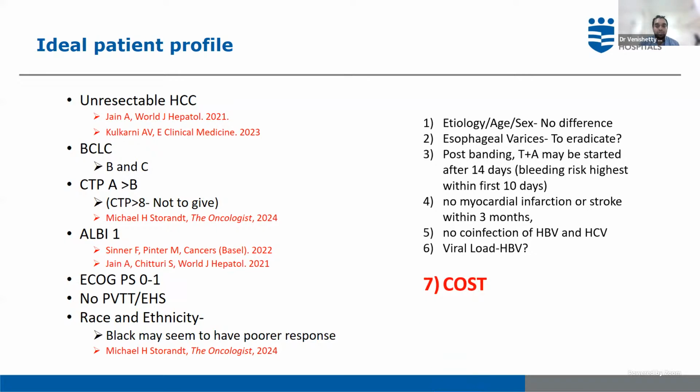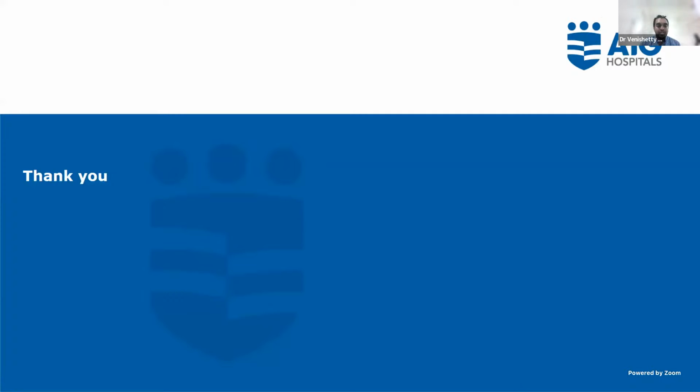And finally, it comes to the cost. Even though a patient fits all the ideal patient profile criteria, cost is a major factor which impedes giving immunotherapy, but it has to be offered first and any other treatment later. Finally, I would like to conclude my talk and am happy to take any questions.